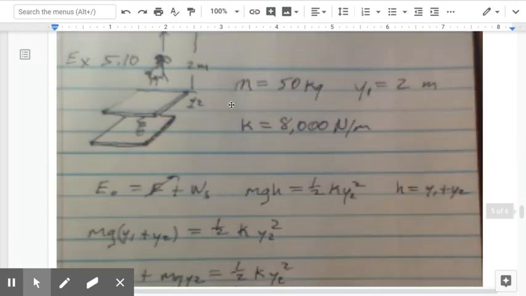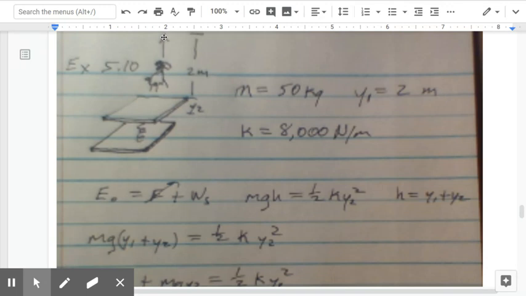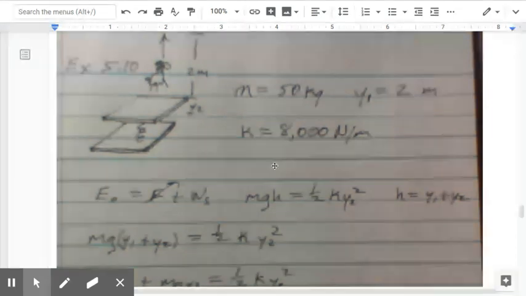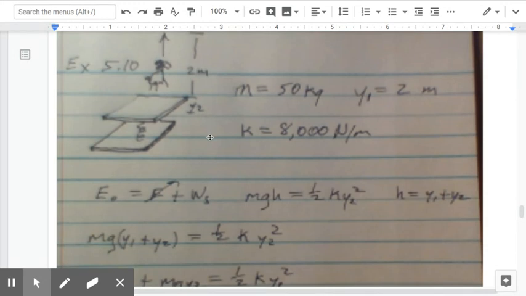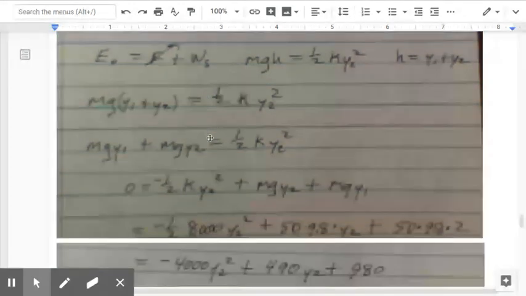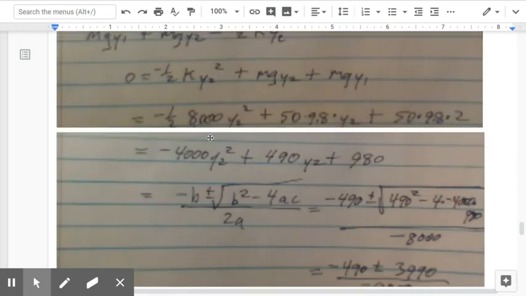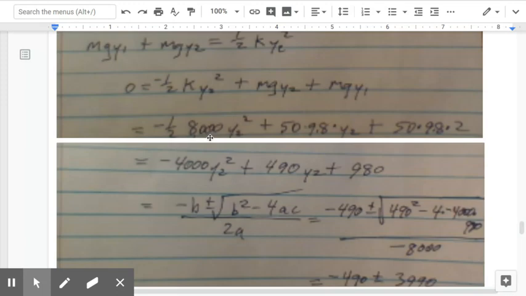Now we'll go to sample example 5.10. And here we have a trapeze artist, otherwise known as Daryl, the goat. And Daryl starts out 2 meters above and is going to fall down to the springboard. Daryl has a mass of 50 kilograms, so it's a pretty big goat. The spring constant for the springboard is 8,000 newtons per meter. And we are to solve for how far the board gets compressed.